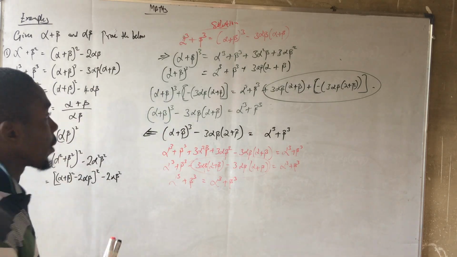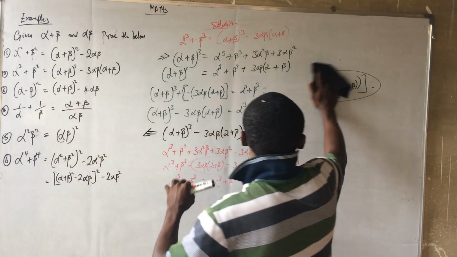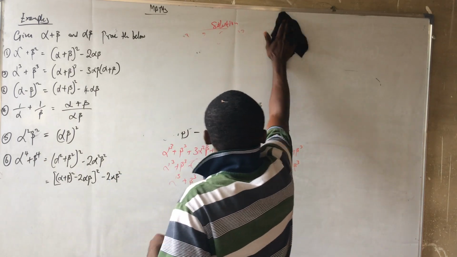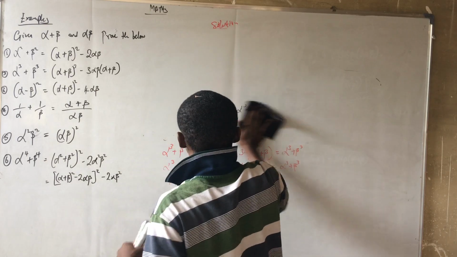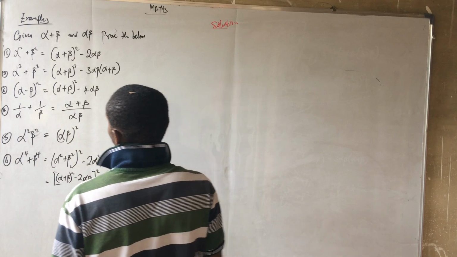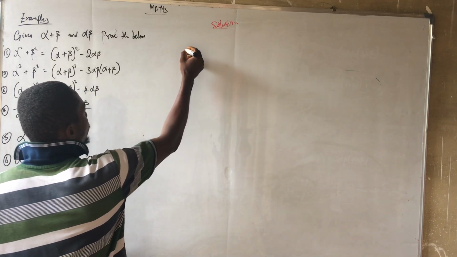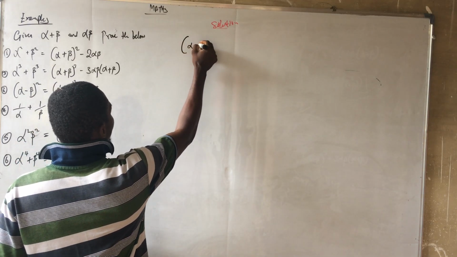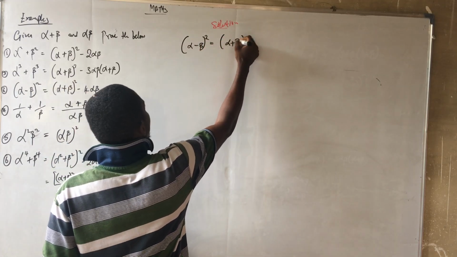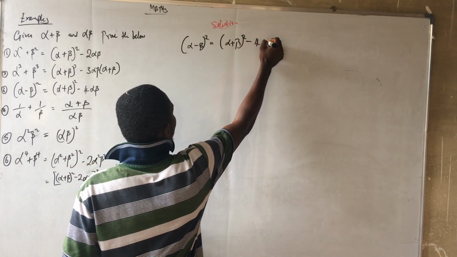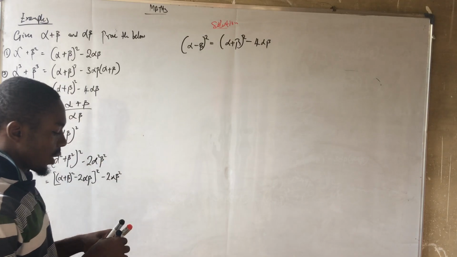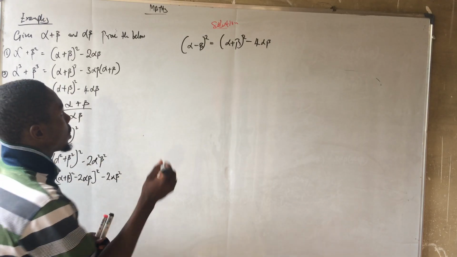So that is that. I now go back to number 3. Number 3 is some kind of tricky. It says (alpha minus beta) all square is equal to (alpha plus beta) square minus 4 alpha beta. So now this is very tricky. I'm going to show you something now, but please make sure you watch till the end.